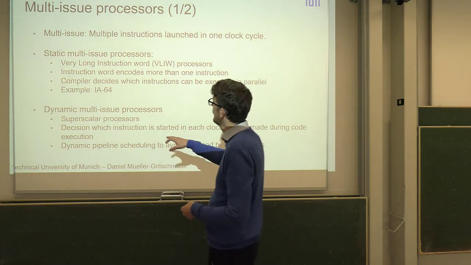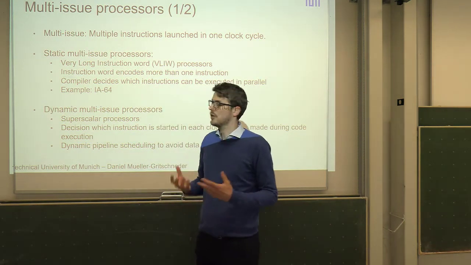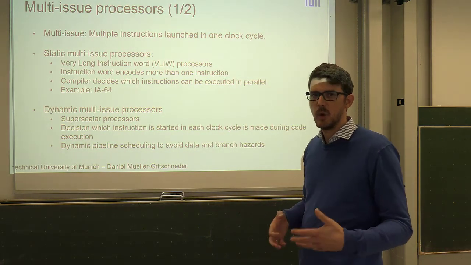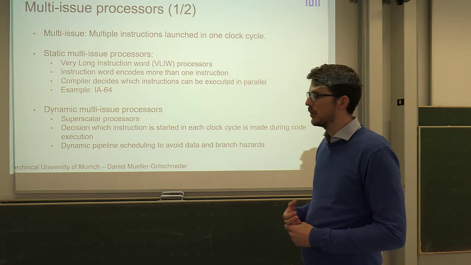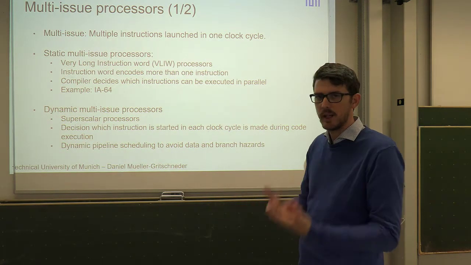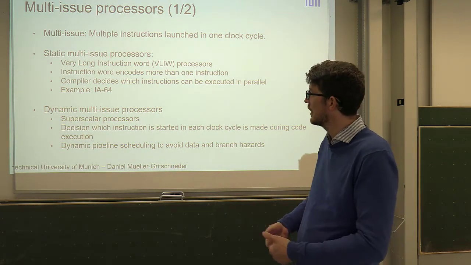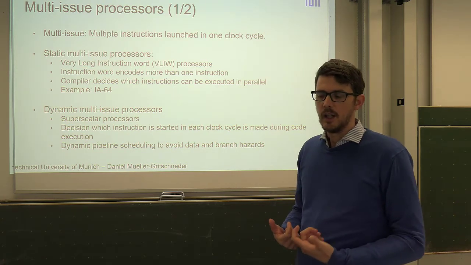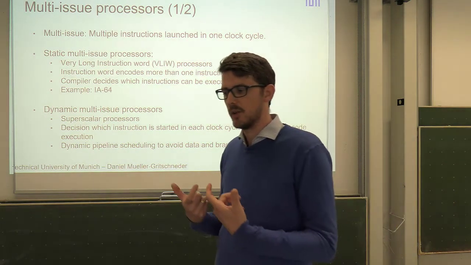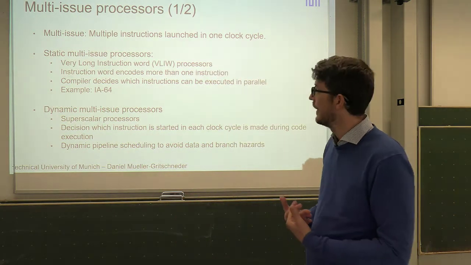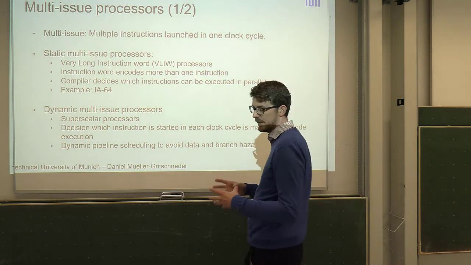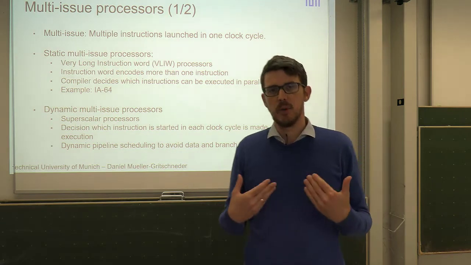One is static. If you have a static multi-issue processor, this is what is known as a very large instruction word processor. Basically you put 2 instructions next to each other and both of them are executed. You're fetching 2 instructions at the same time that the compiler put next to each other. This is of course only possible if they don't have any dependencies, if they can be executed in parallel, independently of each other, and you get the results of both of them back. So the compiler decides which instructions it puts in parallel.